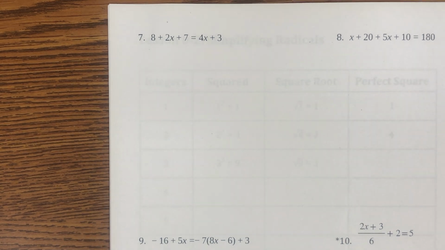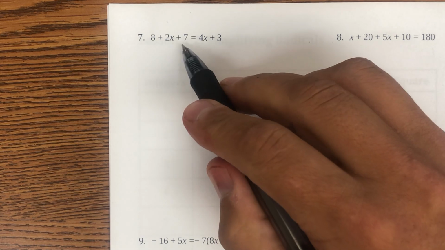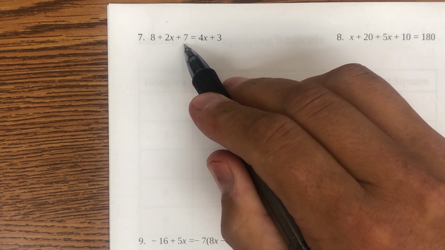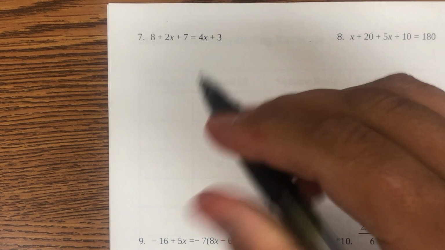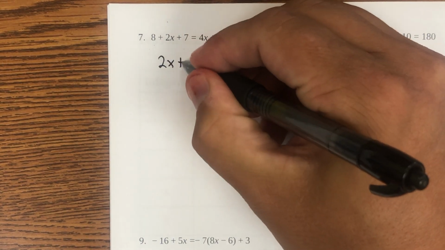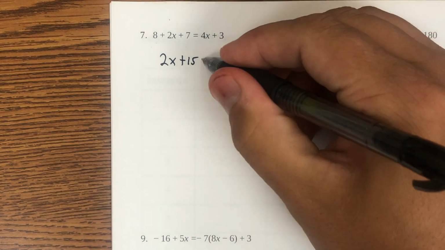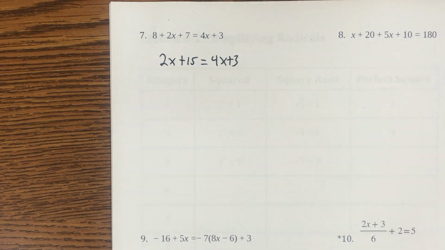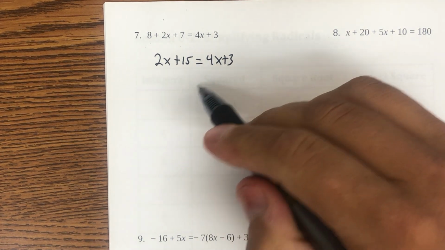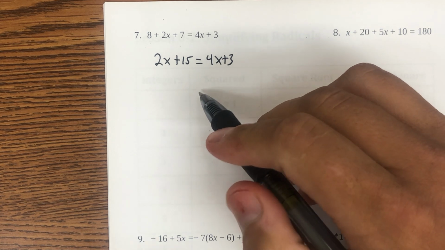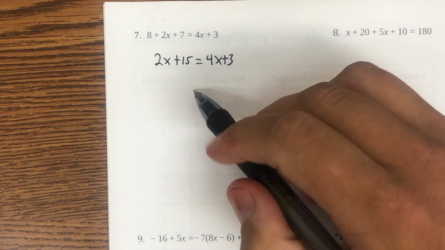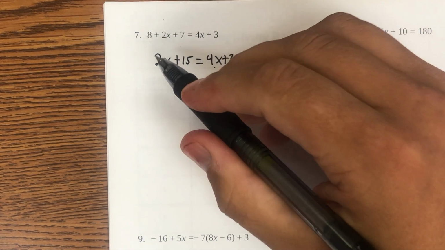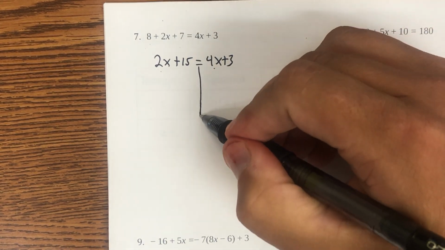So next example, this one's getting a little bit tougher now. I have some like terms on the left, so I got to combine them. The 8 and the 7 can be combined together. Those are constants. 8 plus 7 is 15. So 2x plus 15, I simplified the left side, is equal to 4x plus 3. Now in this problem, we have variables on both sides. We have to round them up, bring the x's together. I always move the smaller one. That way I'm working with positive numbers. 2x is smaller than 4x, so I'm going to move the 2x to the other side. I can't combine them because they're on different sides.